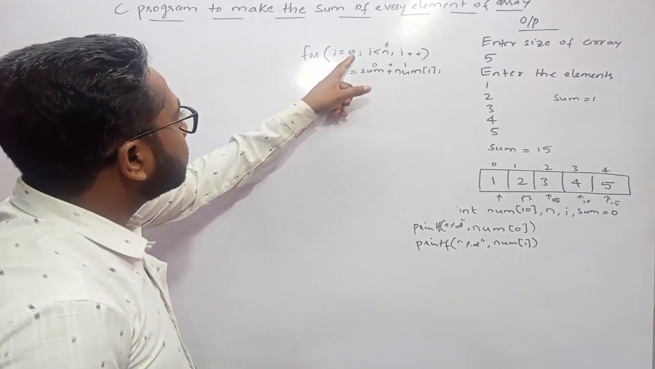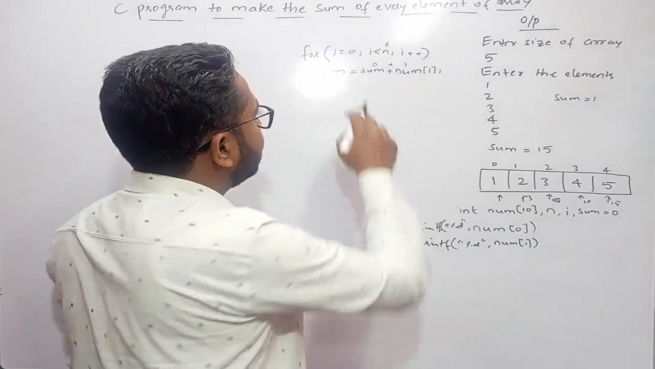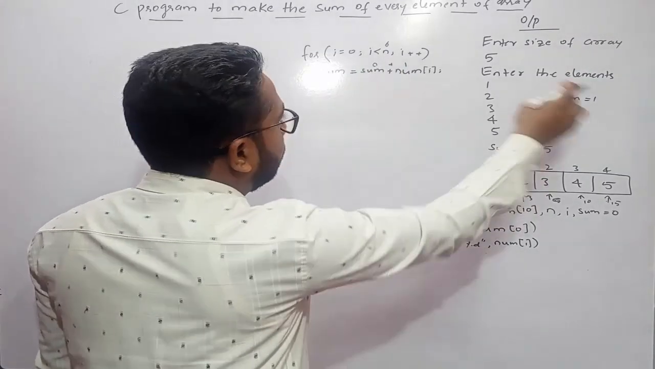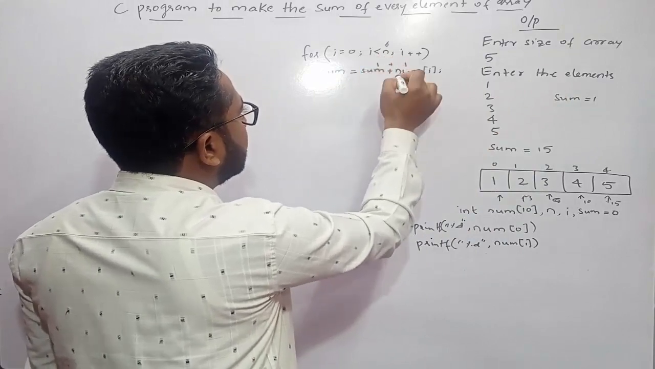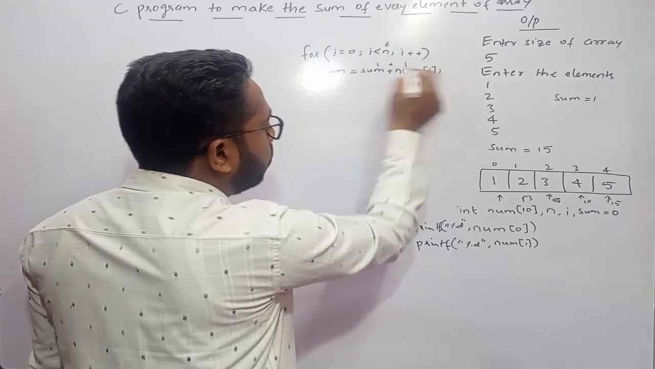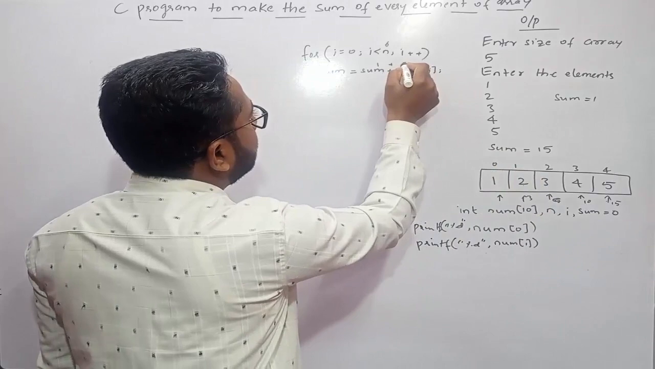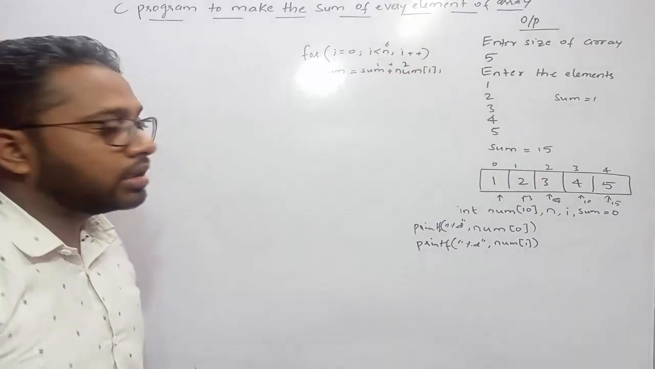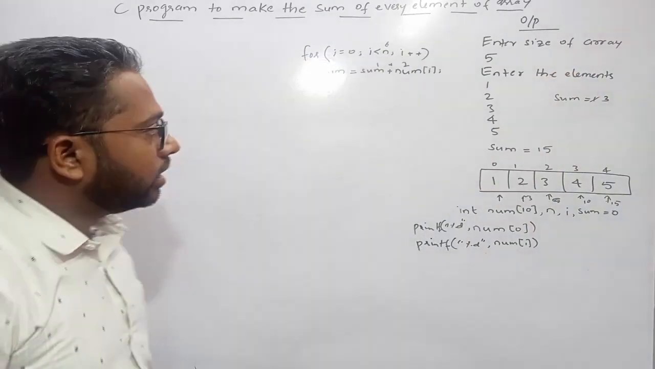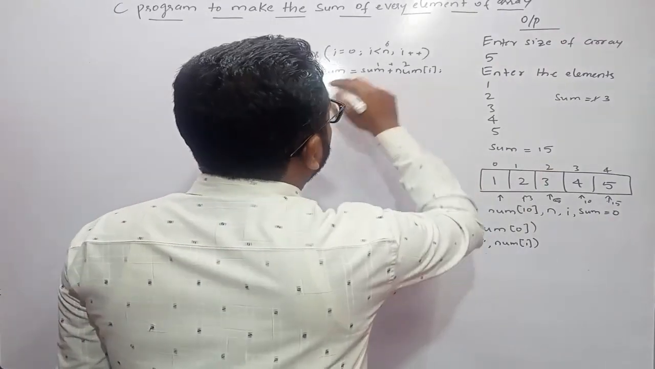I becomes 1. Then 1 is less than 6. Yes, the condition is true. That's why control will come inside the for loop to perform this expression. Now the sum value is 1. 1 plus num of I. I is 1, so num of 1 is 2. So 1 plus 2, which is 3. Now we will get 3. Then again I gets incremented by 1. I value will become 2.